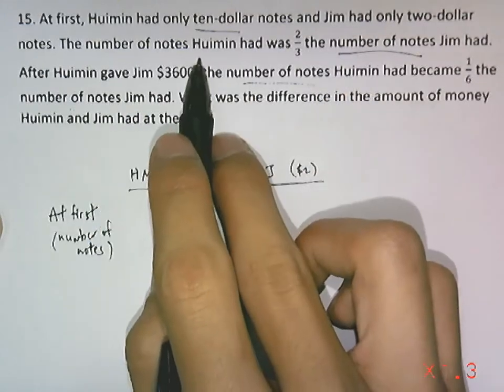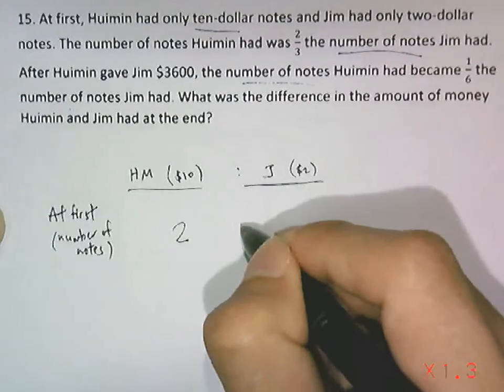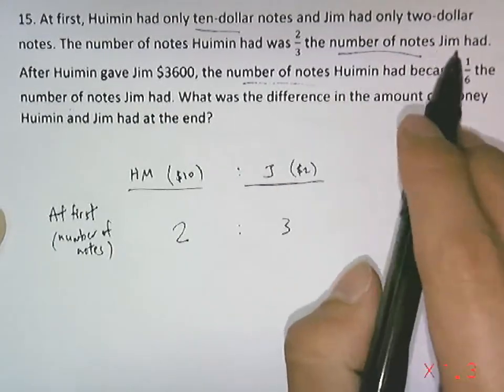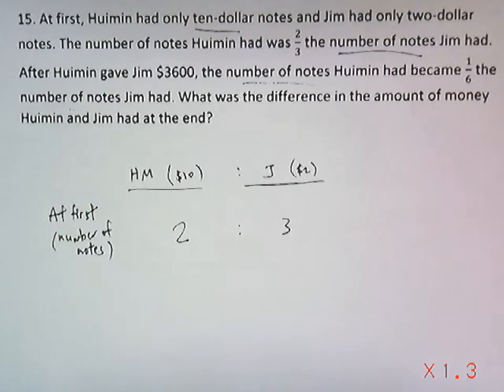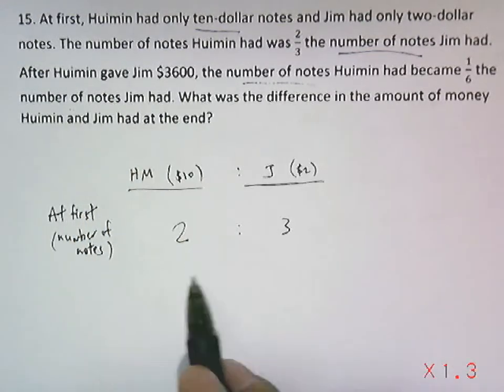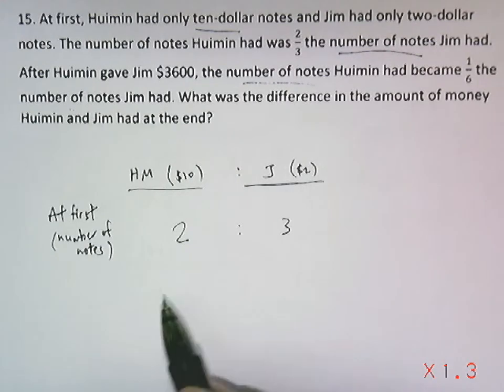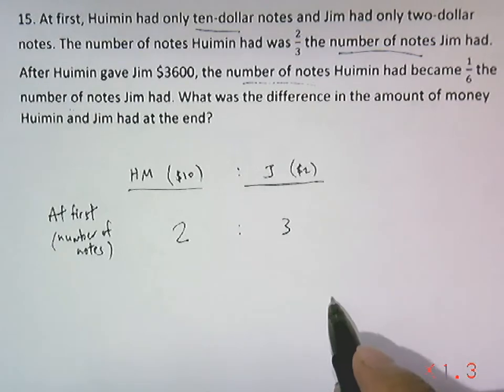The number of notes in the ratio will be given as this fraction over here. Hui Min's number of notes will be 2/3 of what Jim had, so 2:3. Hui Min gave Jim $3,600. Do not put the value here; find the number of notes that Hui Min passed over to Jim.